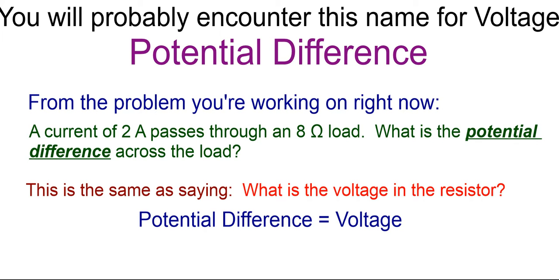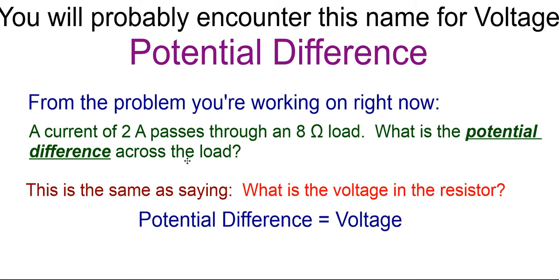Now this is the most important one you've got to know. You will probably encounter this name for voltage on the MCAS. It's called potential difference. Now, this is from the actual problem that you're working on right now. Let's see what it says in that problem. A current of 2 amps passes through an 8-ohm load. Load again means a resistor. What is the potential difference across the load?